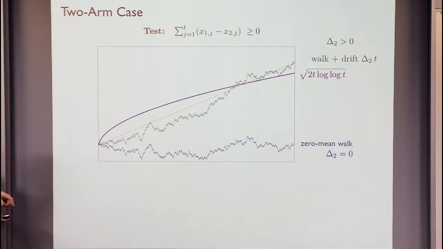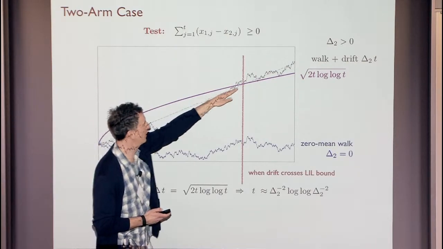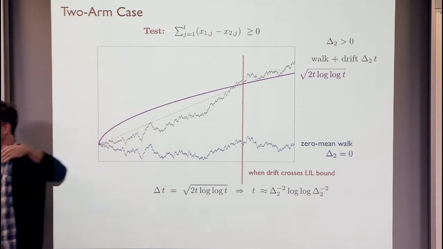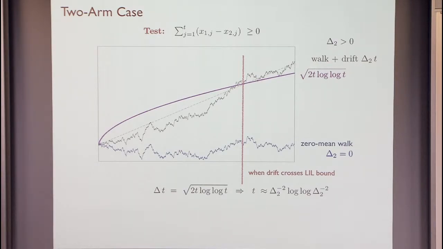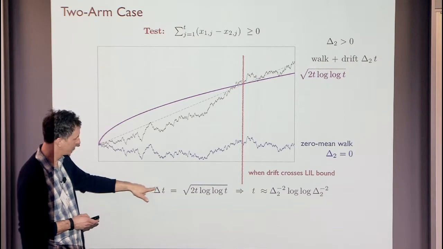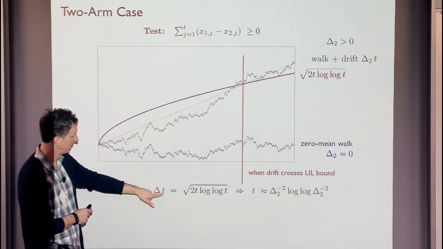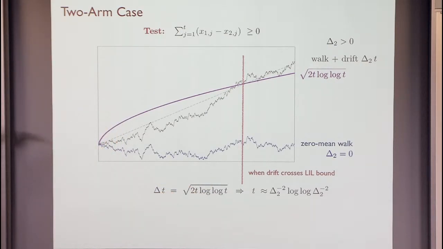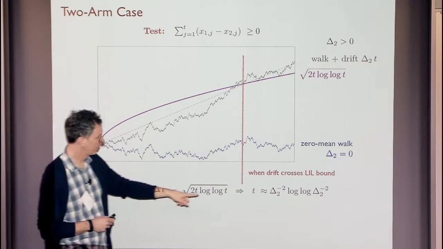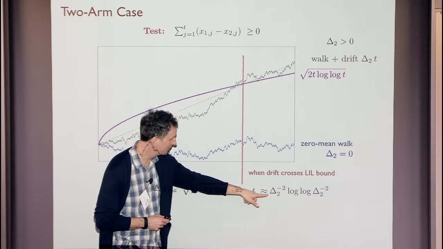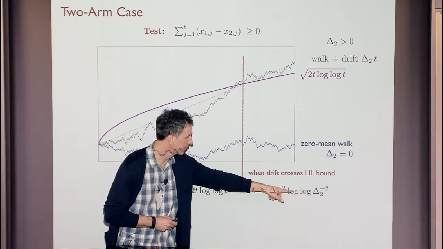And the idea then is to say, well, at some point, the drift is going to take you outside this. So probably then you would think that if there was a drift, your drifting random walk will cross that LIL bound. And so the idea is roughly to say, how long is it going to take? Well, it's the drift slope, which is your delta, times the time. And when does that equal this LIL bound, which is the magenta curve I have there? And if you work that out, then it suggests that that's going to happen around time delta to the minus 2 log log delta to the minus 2.